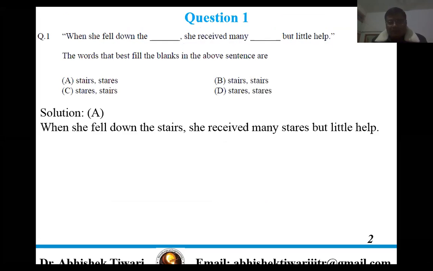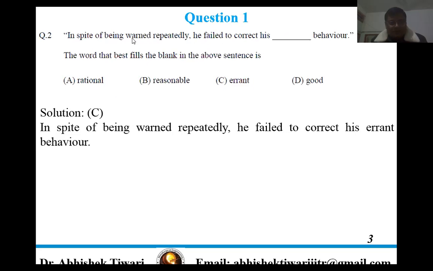So, question number one. This is just an English question. When she fell down the stairs, she received many stairs but little help. So, the correct answer is A. Question number two: in spite of being warned repeatedly, he failed to correct his errant behavior. So question number two, the correct answer is C.